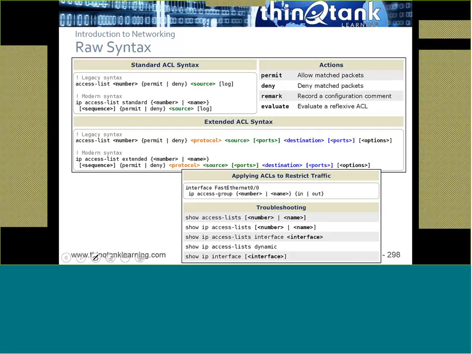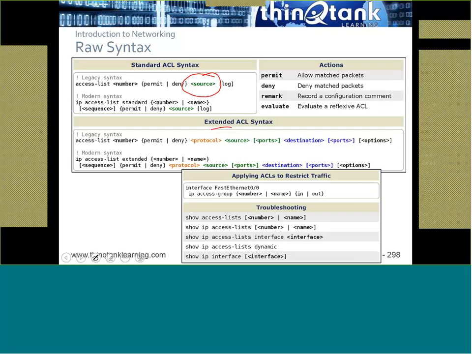Two types of access lists that you'll see, standard and extended. Now we're talking about within IP. There are many, many types of access lists that you can create, but within the IP realm, we have standard and extended. Standard access lists can only filter on one thing, and it's listed in green right here, the source of the traffic. When I say source, what am I referring to? Source IP. So a standard ACL can only filter on where the traffic is coming from.